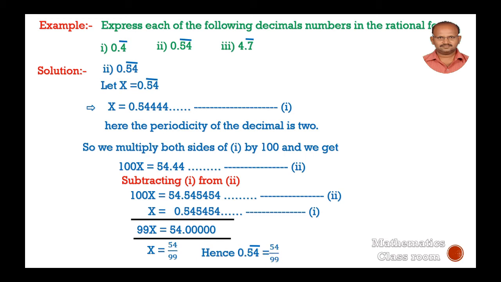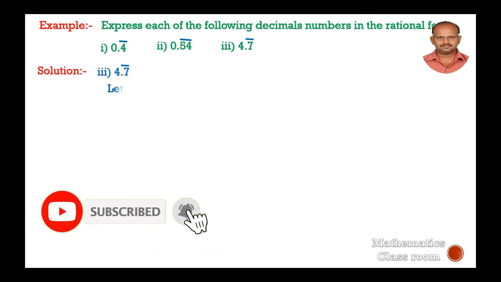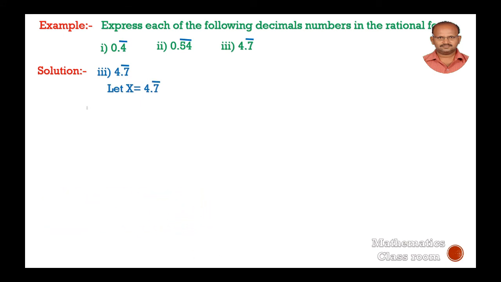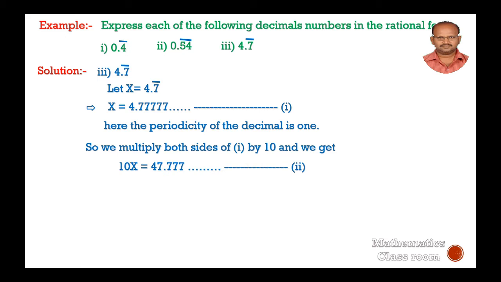Then go to the third problem solution. Let x is equal to 4.7 bar on 7. Then x is equal to 4.777 and so on. It is equation number 1. Here the periodicity of the decimal is 1. So we multiply both sides of 1 by 10 and we get 10x is equal to 47.777 and so on. It is equation number 2.